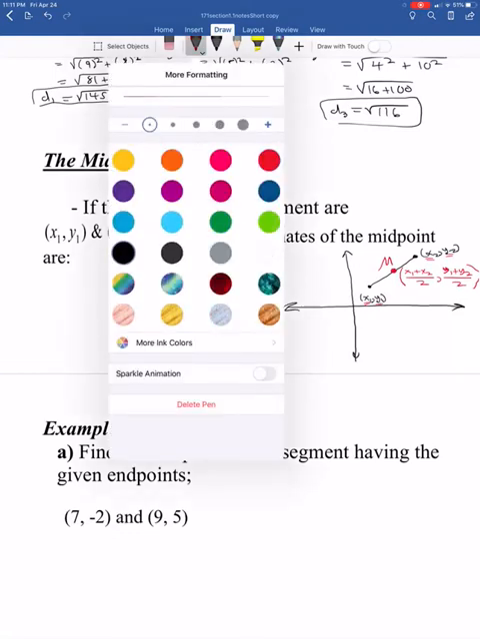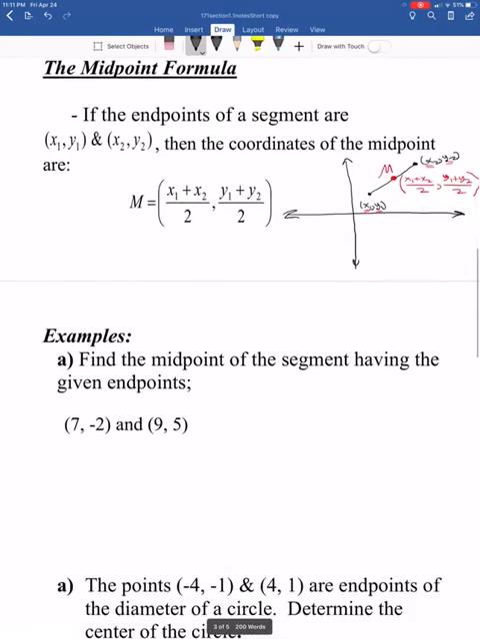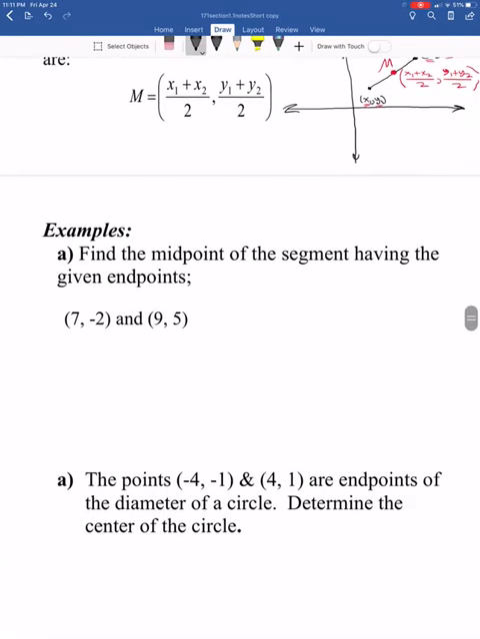So let's go down here to some examples. Find the midpoint of the segment having the given endpoints. If you want, let's draw a picture. Looking at the xy axis, 7, negative 2: 7 and down somewhere here in quadrant 4, one of our endpoints. Then 9, up 5: here's the other endpoint, 9, 5.